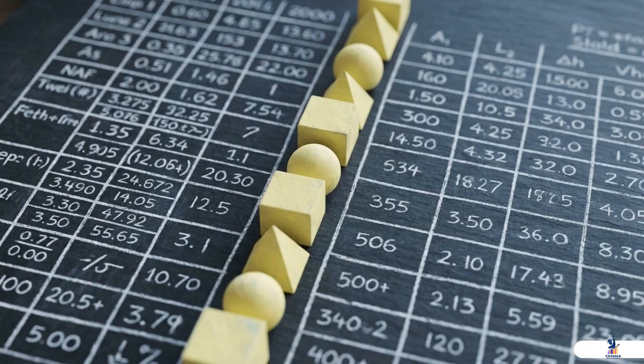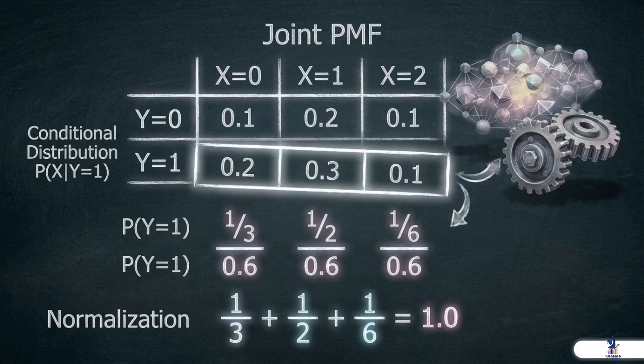To observe that interaction directly, we fix one variable in place and measure the behavioral reaction of the other. This creates a conditional distribution. It is a literal geometric slice of the joint distribution taken at a specific fixed value, in this case where y equals 1. To make this isolated slice a mathematically valid probability distribution, we normalize the raw values by dividing them by the marginal probability of that fixed y value. The resulting fractions now correctly sum to 1.